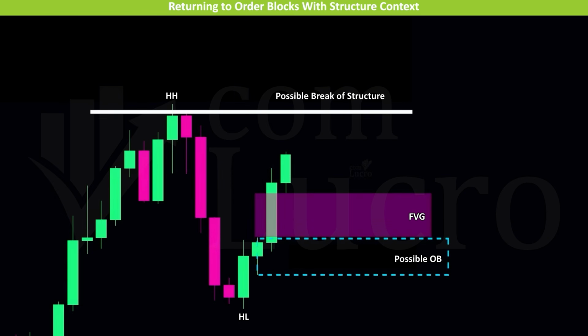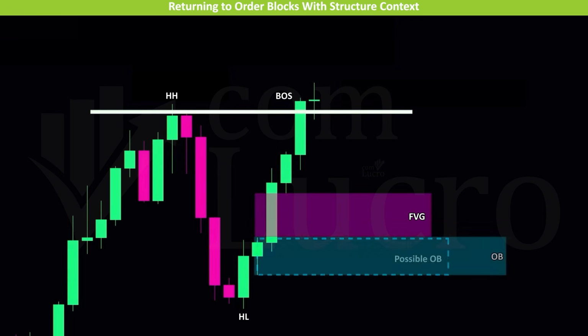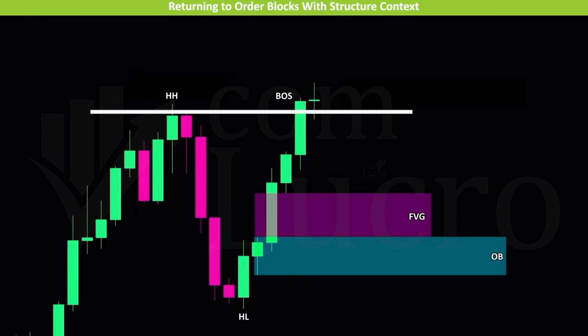We must first observe whether price produces a break of structure or a change of character afterward. At this stage, we can see that price has not yet broken the previous highs, meaning a break of structure has not occurred. Because of that, we wait and allow price to continue developing. Once price eventually breaks this high and creates a break of structure, that is the moment when we can draw the order block on the candle just before the inefficiency.